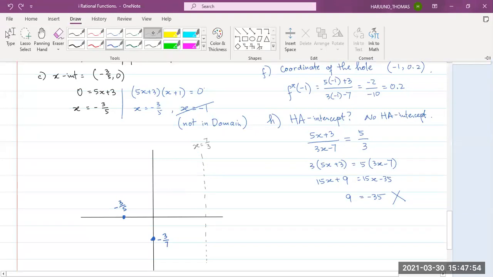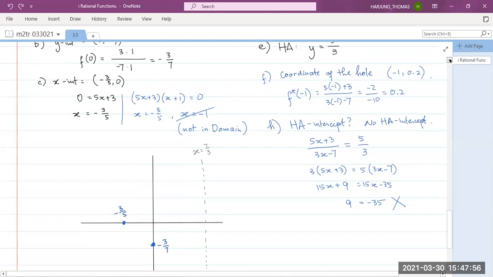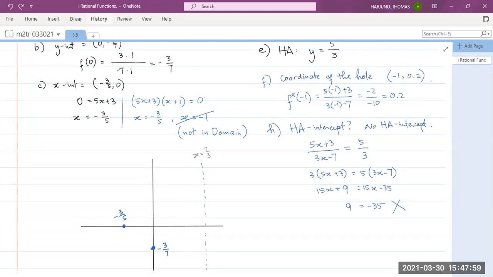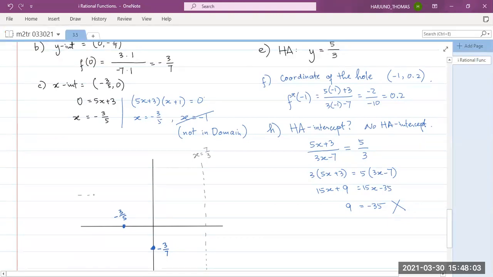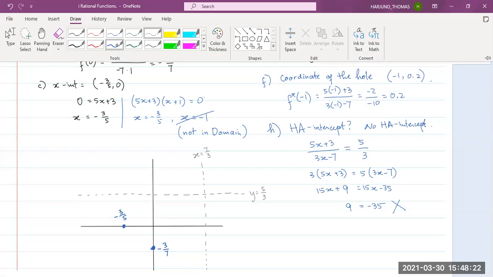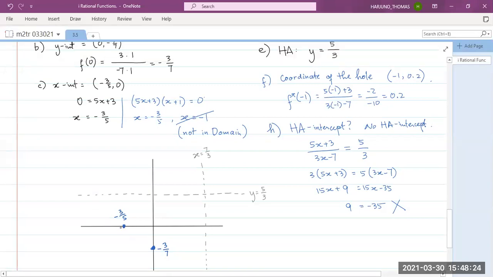Now the horizontal asymptote is 5/3, so let's make it here, y equals 5/3. And we actually have a hole. The hole is at (-1, 0.2). So -1 is to the left of -3/5, right? And then 0.2.